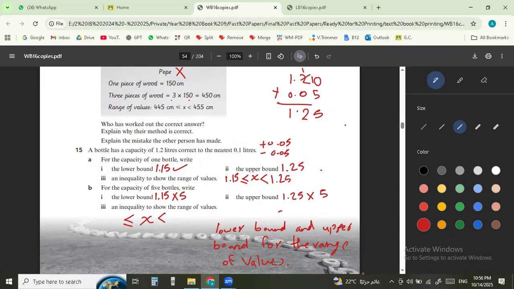Let's do it. So we agree the lower bound is 1.15 multiplied by 5. Doing this is going to be exactly 5.75. And doing this here is going to give you exactly 6.25. So x is greater than or equal to 5.75 and less than 6.25. This is the answer of the last question.